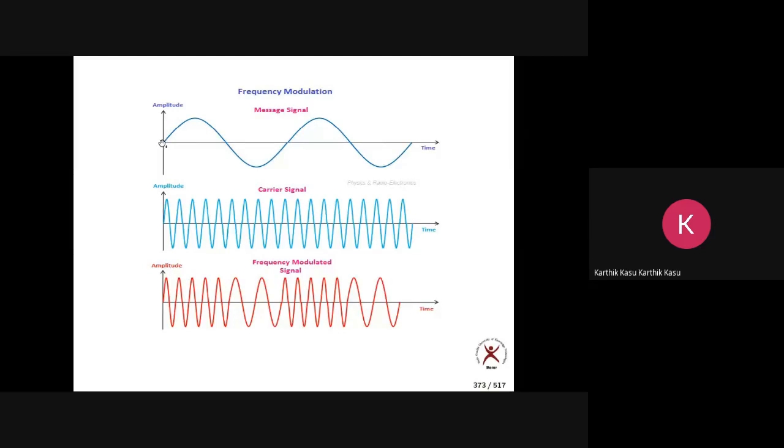Otherwise, you can see here m of t is increasing. So that's why here it is maximum. Here m of t is minimum. Here m of t is minimum, it is negative here. Again m of t is maximum in this region, so frequency is maximum. Here m of t is minimum, again frequency is minimum. Like this we can observe the frequency modulated waveform.